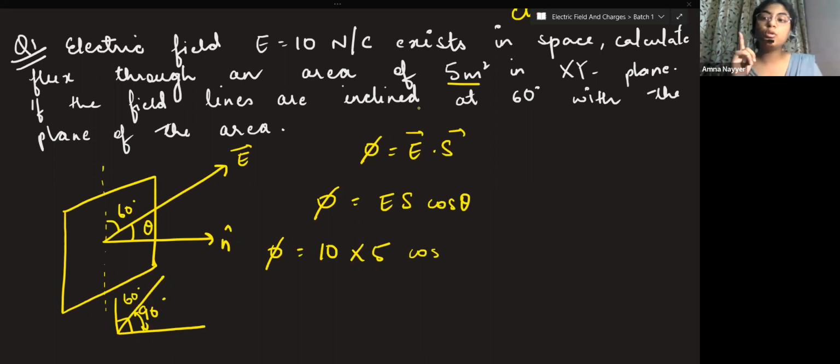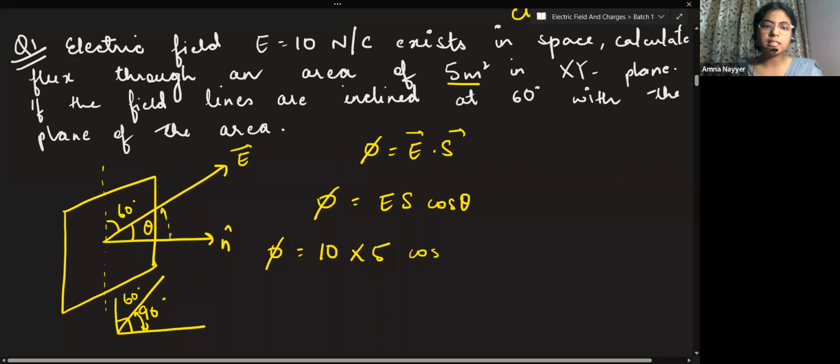That's why I was telling you to be careful with the definition of this theta. Many times you'll be provided only with the angle that the electric field makes with the plane surface. But we don't require that angle. We require the angle between the electric field and the area vector. So between the electric field and the area vector, we can calculate in this manner. From here, you can easily see this angle will be 30 degrees. So instead of putting cos 60 degrees, you have to consider cos 30 degrees. Is this fine?